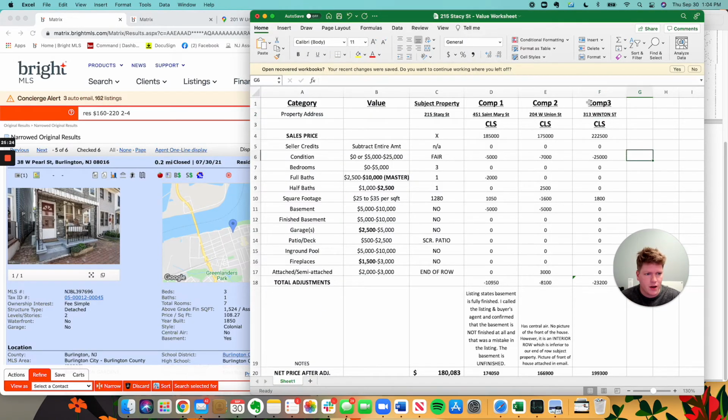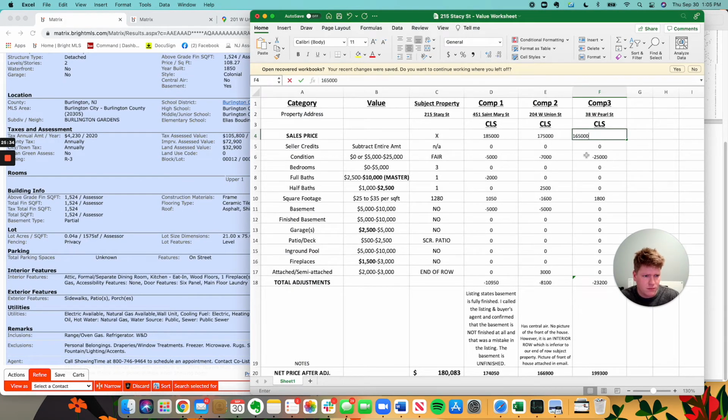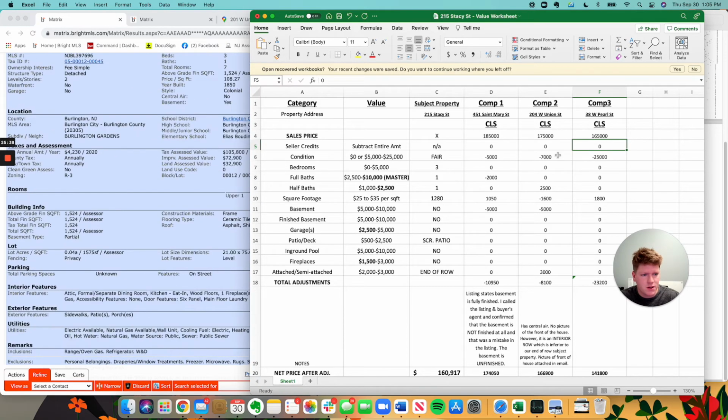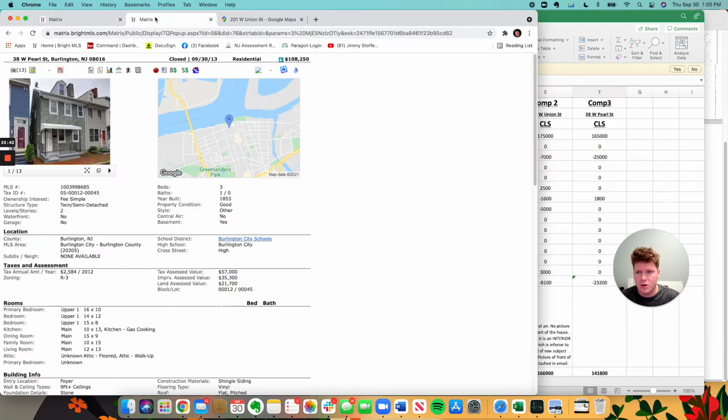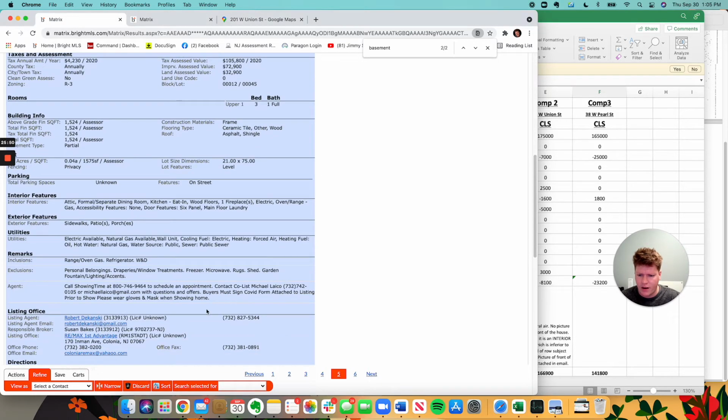So 38 West Pearl Street. Closed, 465,000. Any concessions? No. See, no concessions right there, so that's a 0. Condition, ours is nicer than this one. We're using the 2013 pictures. I don't care. Based on the 108 in 2013 and 165 now, I'm going to say it's probably not crazy.